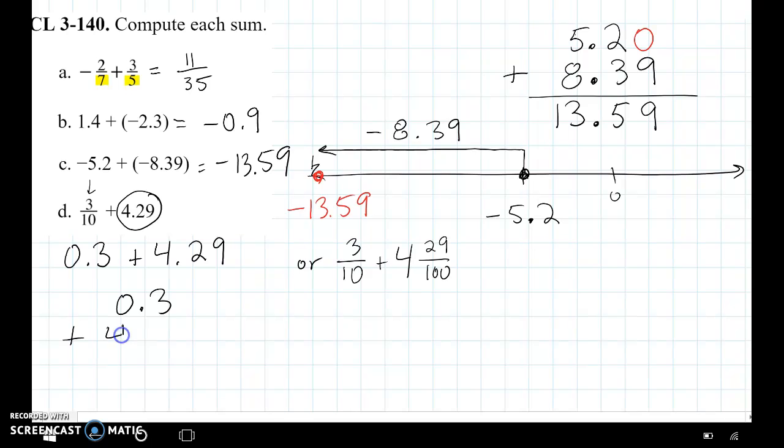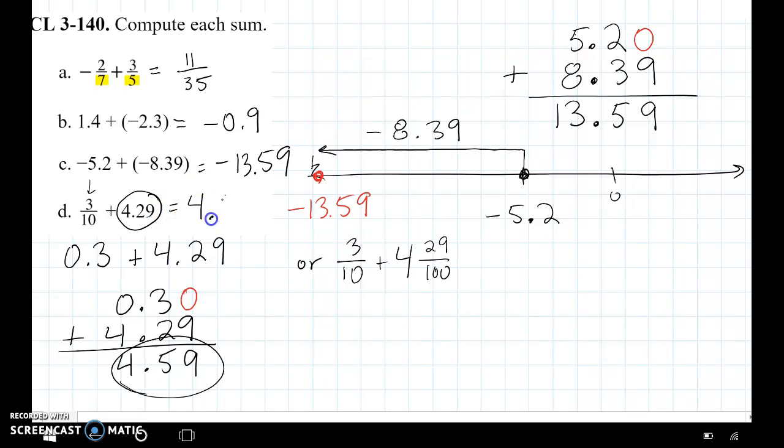3/10 plus 4 and 29 hundredths. Again, I don't like my decimals not lining up like that, so I added in 0 hundredths. This became, instead of 3/10, 30 hundredths. So adding these together, I get 4 and 59 hundredths.